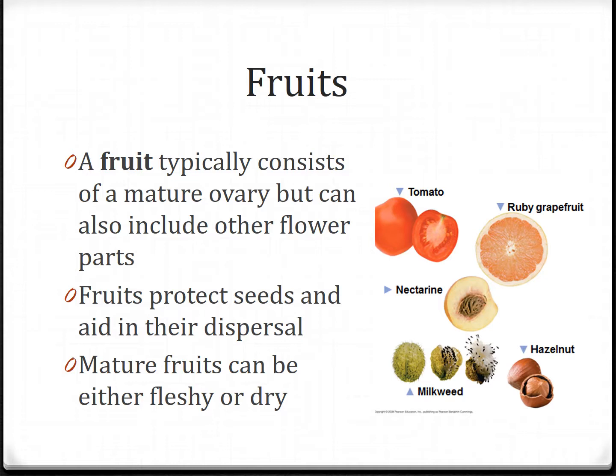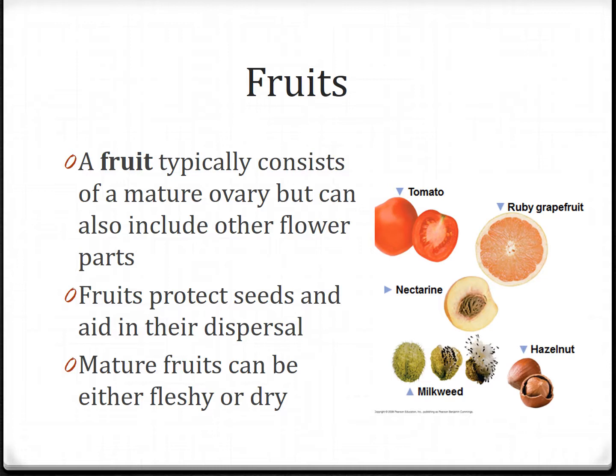So the fruit that you guys like to eat, you know, your tomatoes and your apples and your oranges, those are actually made up of the mature ovaries. So the ovaries of the plants. Sometimes it has other components of the flower also.